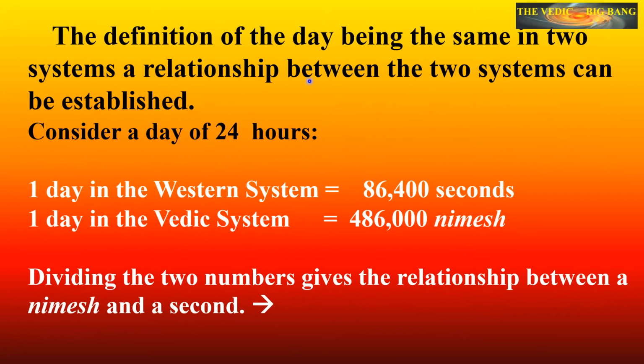The definition of the day being the same in two systems, a relationship between the two systems can be established. Consider a day of 24 hours. One day in the Western system equals 86,400 seconds. One day in the Vedic system equals 486,000 nimesh. Dividing the two numbers gives the relationship between a nimesh and a second.